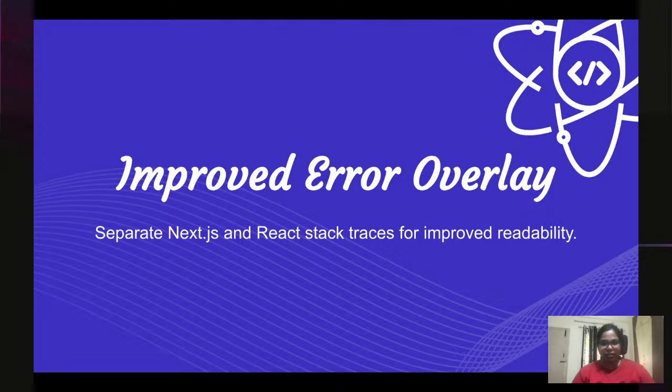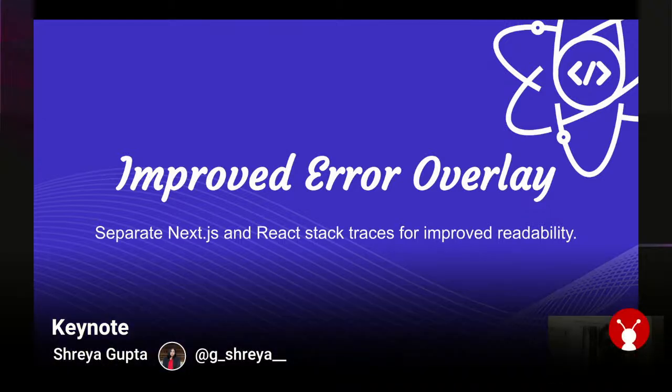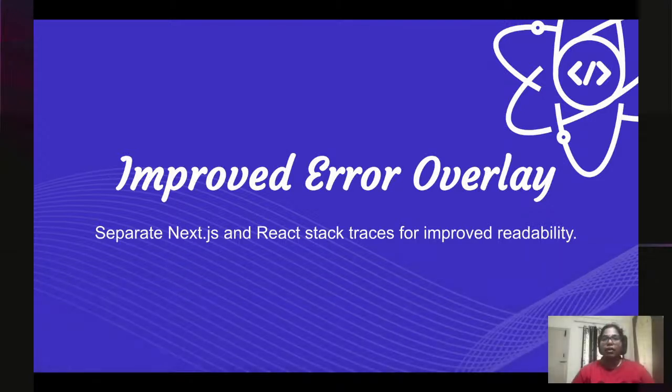Next.js and React stack traces are now separated in 13.2, making it easier to pinpoint the exact source of the problem. Furthermore, an error overlay now shows the current version of Next.js, which will help us to determine whether our version is up to date or not. They have also made many improvements, including React hydration failures and error reporting, making them more readable and debuggable. This is cool, isn't it, guys?